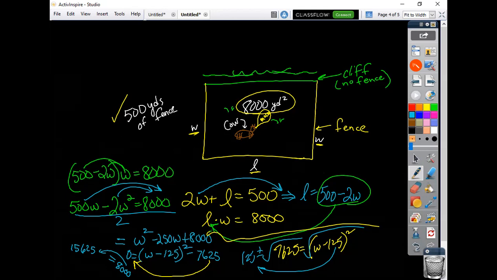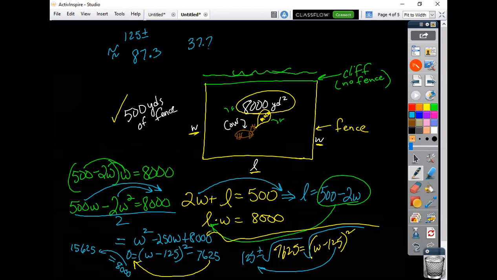And I'm getting a weird decimal for that, so this is going to be an approximate answer. Approximately, it's like 87.3 for that, plus or minus, or 125 plus or minus that. So if I take 125 minus that, I've got something in the vicinity of 37.7.